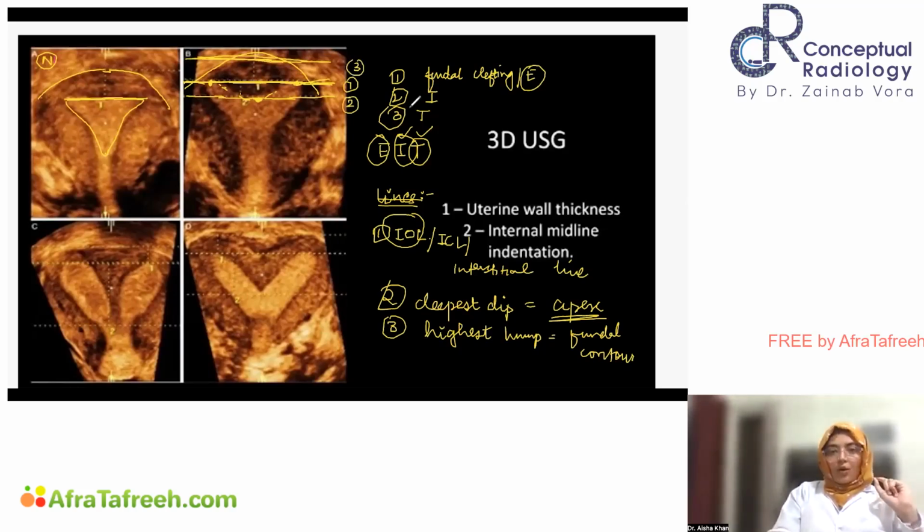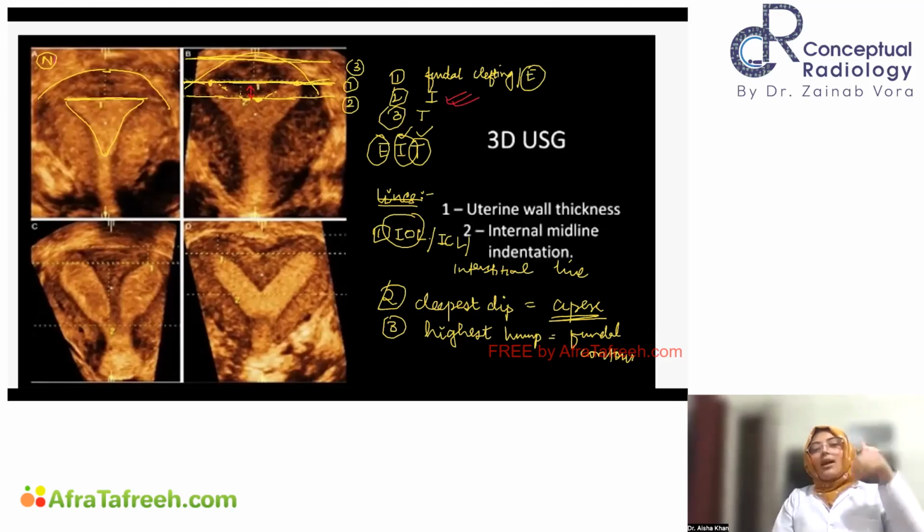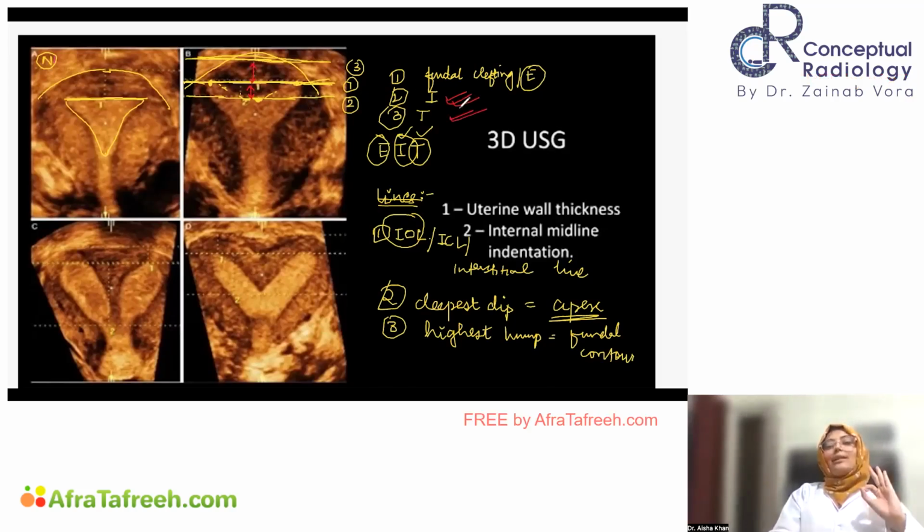Okay. Now we have to simply draw perpendiculars. If you draw a perpendicular between line 1 and 2, that will give you your internal indentation, how far the cavity is going inward. And if you draw a perpendicular between line number 1 and 3, what do you think this will give you? Without a doubt, this will give us the uterine wall thickness.